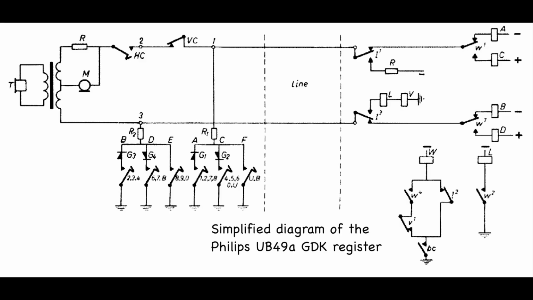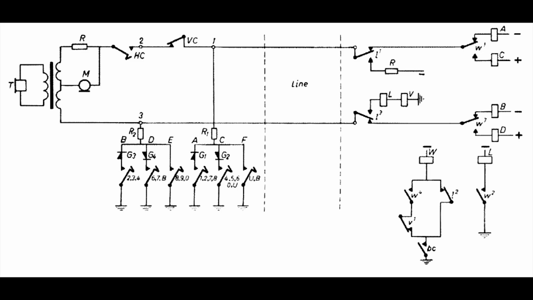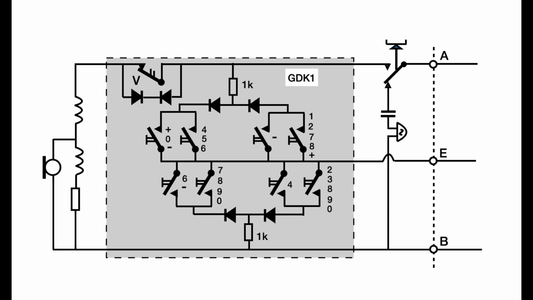Here is a simplified schematic of the register in the Philips UB49A exchange that interprets the keystrokes of a GDK telephone. I have not tried to mimic the operation of this register. My approach is different with the same result. I use an Arduino microcontroller to switch the polarity of the A and B wires and measure the voltage at the E wire. Each voltage translates into a number of counts in the Arduino program. The combination of counts then determines which key has been pressed.